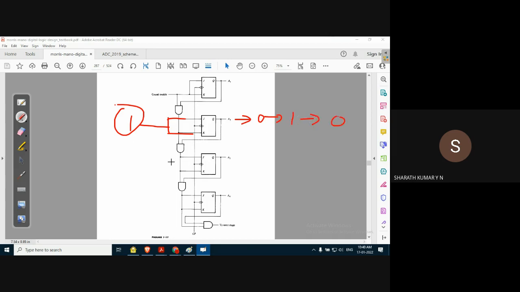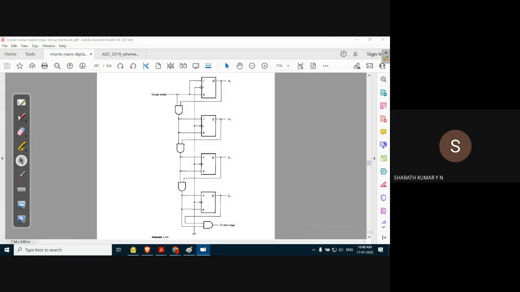And if the third stage is also given common input as 1, the third output will change the state from 0 to 1, 1 to 0. Output of each stage should depend on the previous stage. Then only we'll be able to implement binary counters. So that's why we make use of an AND gate, which comes in the path of the feedback of the circuit.